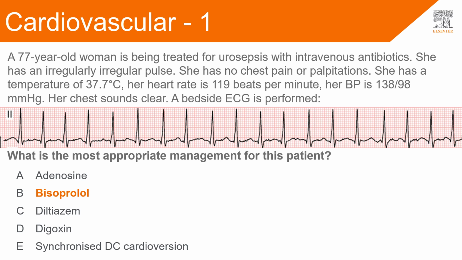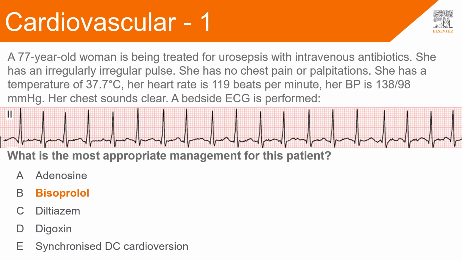Now, what about the rest of the options? Why don't we give adenosine? Well, adenosine is a short-acting antiarrhythmic drug that's primarily used in the management of regular narrow complex SVTs, supraventricular tachycardias, such as AVNRT, atrioventricular nodal reentrant tachycardia, and atrioventricular reentrant tachycardia, AVRT.